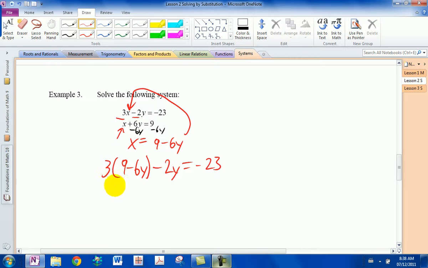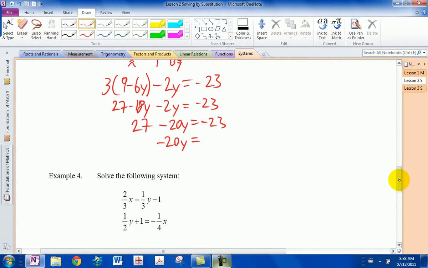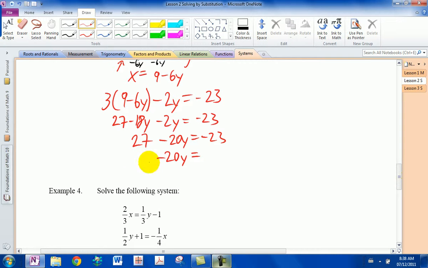Okay, let's see here. 3 times 9 is 27 minus 18y minus 2y equals negative 23. 27 minus 20y equals negative 23. Now you really got to be watching your negative signs when doing this stuff, okay? So now 27 goes to the other side and you're actually subtracting it. Here's a little trick. This is an addition up front. Always look up front. So you subtract 27 minus 27.